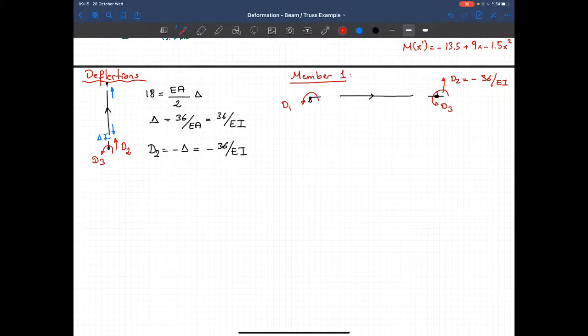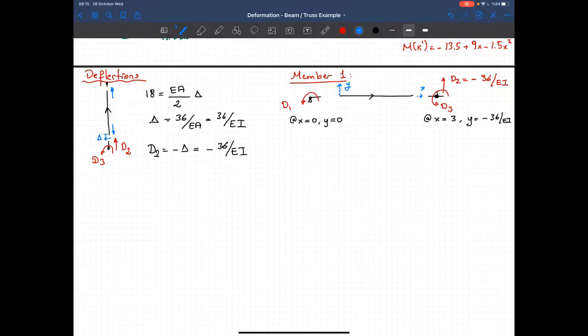Okay, now let's write the boundary conditions. At x equals 0, y is equal to 0. That's my first boundary condition. And the second boundary condition is at x equals 3, y is equal to minus 36 over EI. Let me show what x and y is. I no longer use primes. Okay, that's the local axis. That's x and y.